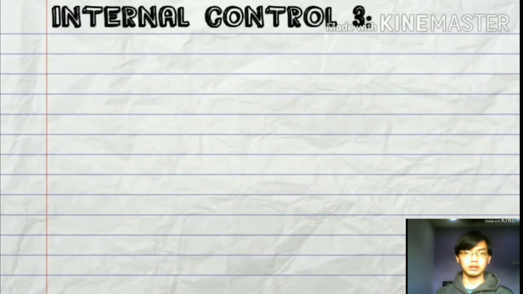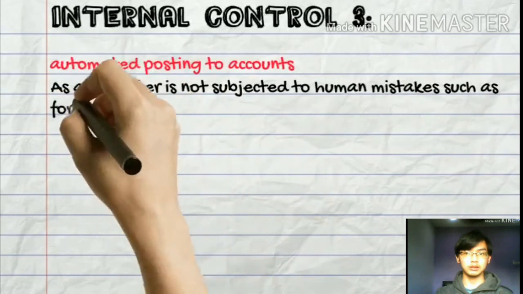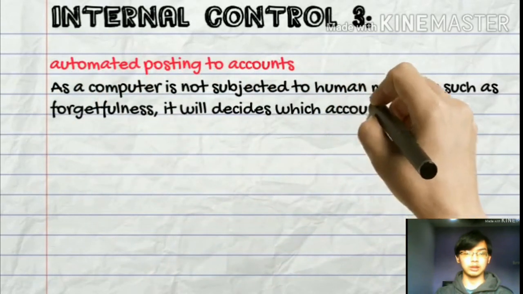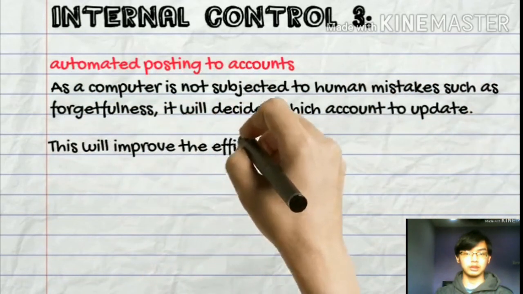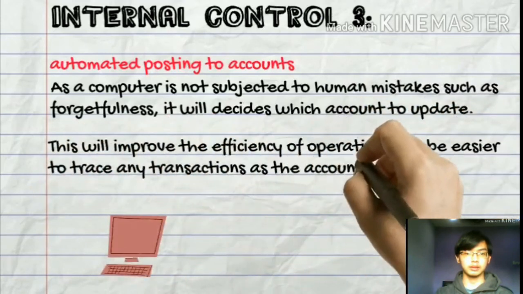The third internal control is by using automated posting to accounts. As the computer is not subject to human mistakes such as forgetfulness, it will decide which account to update. This will improve the efficiency of operation and make it easier to trace any transaction as the accounting records are in the proper departments.